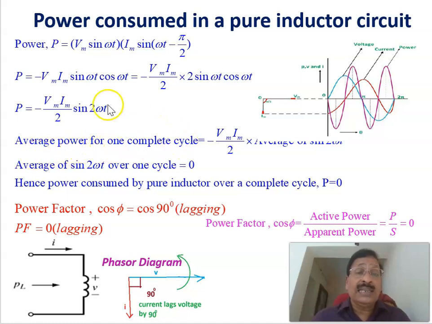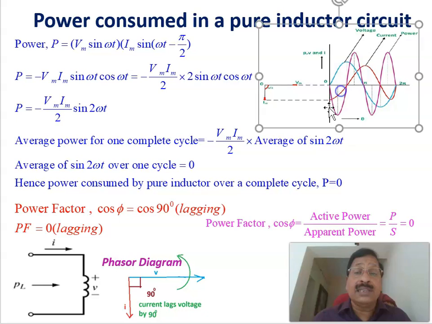If you take the average value of this power over one cycle, since the average value of sin 2 omega t is equal to 0, the average power consumed by the inductor is equal to 0. Therefore, the average power is equal to Vm Im divided by 2 into the average value of sin 2 omega t. The average value of sin 2 omega t over one cycle is equal to 0. Hence, the power consumed by the pure inductor over one complete cycle is P equal to 0.